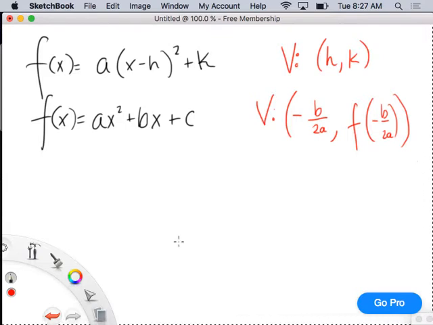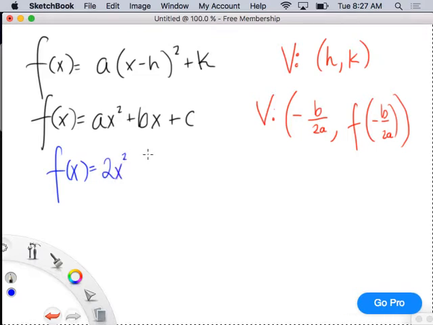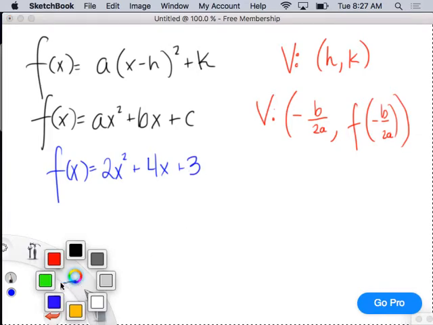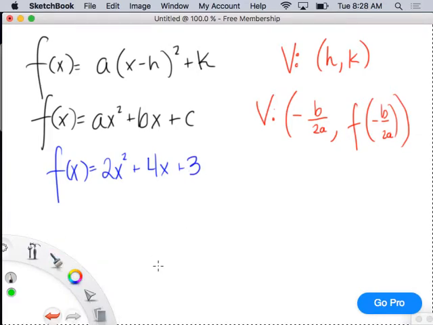All right, so let's do an example. So let's say we have f of x equals 2x squared plus 4x plus 3. Okay? Well, the first question, so you guys with me? If I want to find the vertex, the first thing I have to do is figure out what a and b are. All right? So what's a in this case? A is equal to 2, and what's b? 4. B is equal to 4.